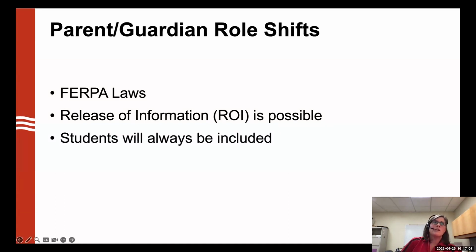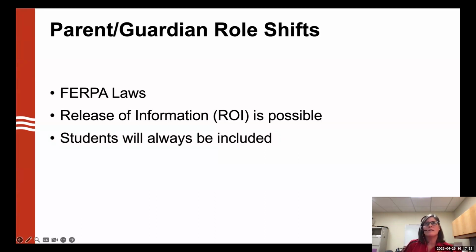So the student and guardian role completely shifts in college. This is one of the hardest things for parents to understand as their child is moving into higher education. Due to FERPA laws, we cannot talk to anybody about any student that we are affiliated with. So if a parent calls our center and wants to know how their student is doing, we cannot disclose any kind of information, and we can't tell them anything about that student. And that becomes very frustrating.